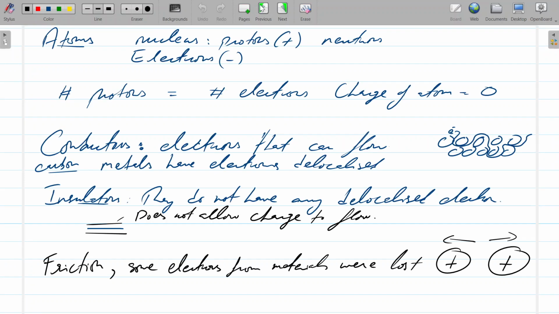Yeah. Right? So electrons, in conductors, they're able to move freely, whereas in insulators, electrons do not or cannot move freely.